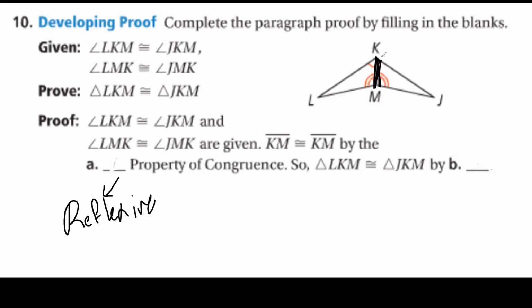So the triangle LKM is congruent to the triangle JKM by what? By ASA postulate. Angle, side, angle. Here we have an angle, here we have a side, and here we have another angle. So we will name it ASA.